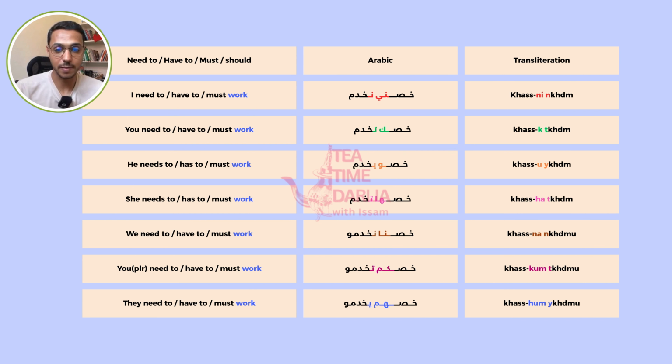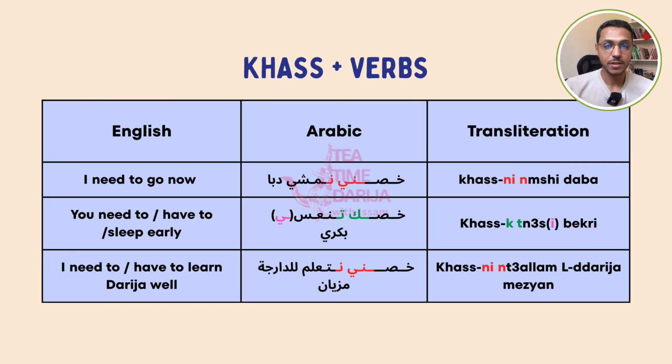She has to work, she needs to work, she must work: خاصها تخدم. We have to work: خاصنا نخدمو. You all have to work: خاصكم تخدمو. They need to work or they have to work or they must work: خاصهم يخدمو. Now let's see some more examples.